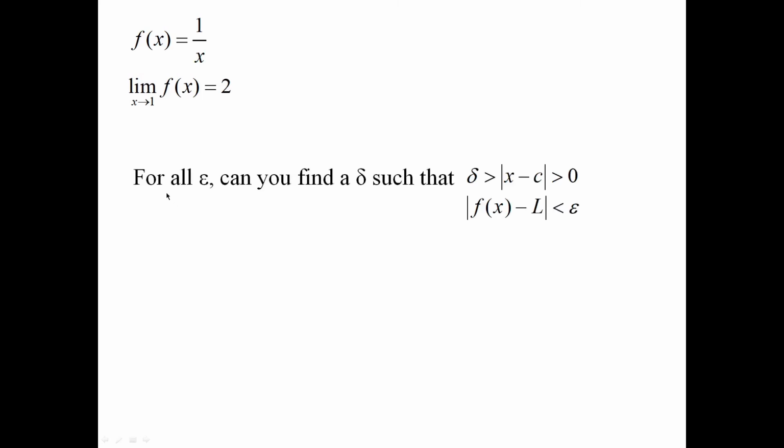So again, we want to see if for all epsilon we can find a delta such that these expressions are satisfied. So we know what the function is. It's 1 over x. We're claiming the limit is 2, and so we'll just plug that in. And also for our delta expression, we know c is 1. So here's our two important expressions. We'll focus on just the first one here, though.